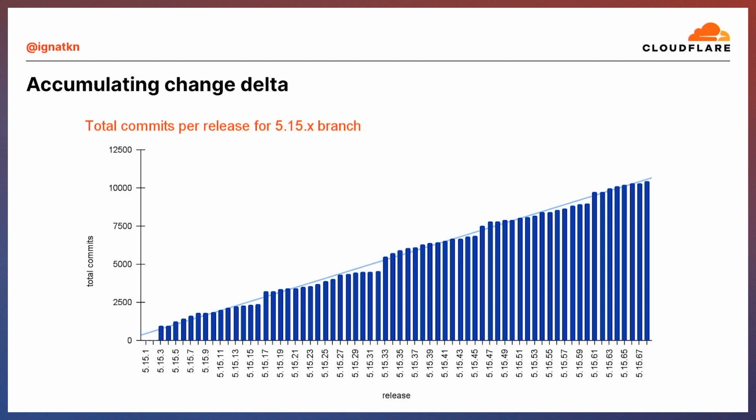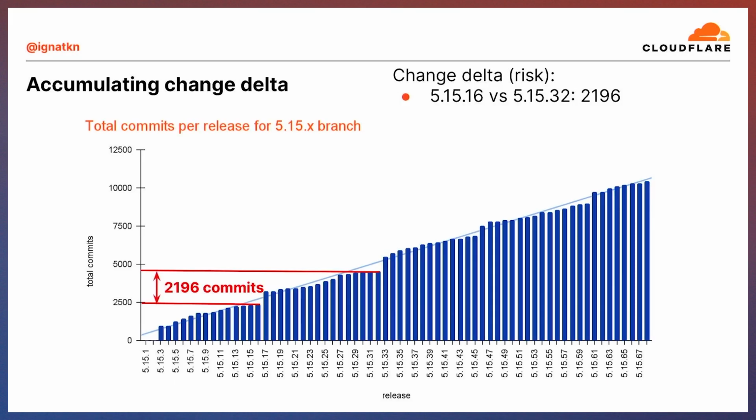Second, another thing you're missing is you're accumulating change data. So this is the same data as I show above, like number of commits per release, but it's now accumulating. So this shows how many commits from release 0, the third shows from releases 0, 1, and 2, and so forth. But this view of data shows you a nice pattern, right? Imagine you're now on release 5.15.16, and you're thinking about why don't we upgrade to 5.15.32. So you can calculate your change delta.